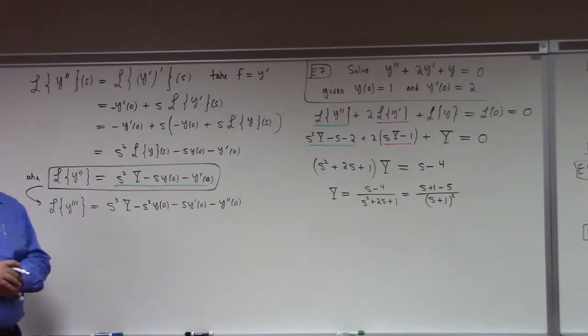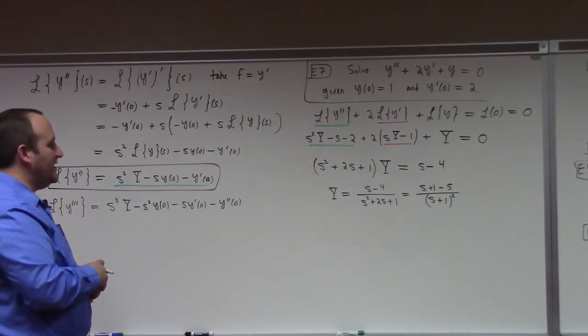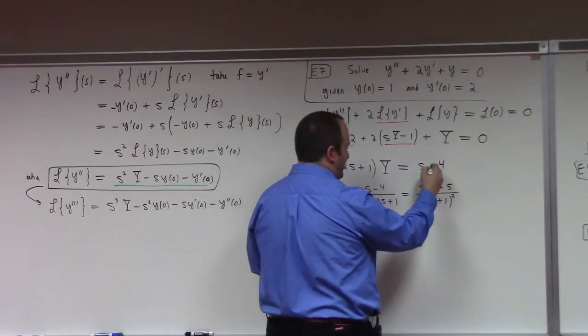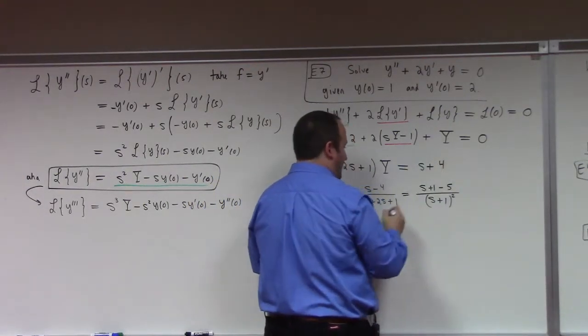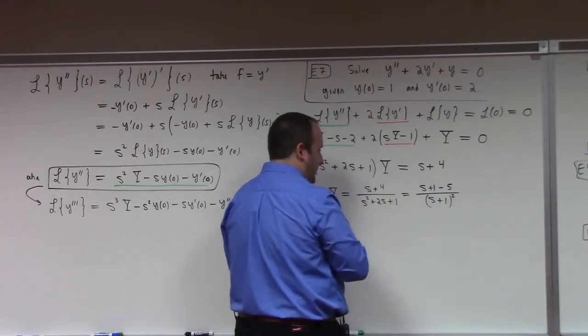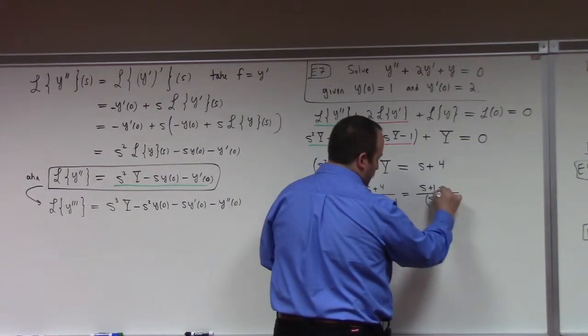Yes? I think it might be s plus 4. Could be wrong. Oh, thank you. Very good. Yes, if I have a minus 4 on the left-hand side, I move it to the other side, it should certainly be plus 4. Very good. Thank you, sir. Let's see here. So plus 4, which means that shouldn't be minus 5. That should be plus 3, yeah?